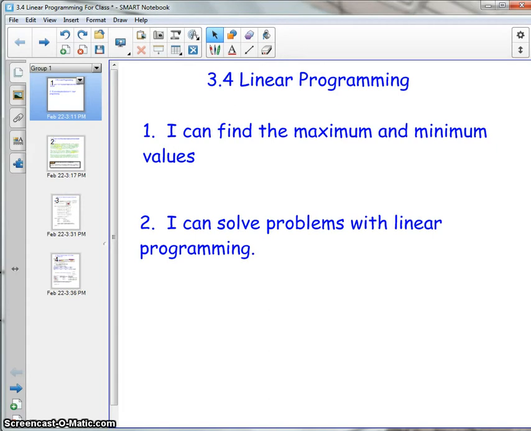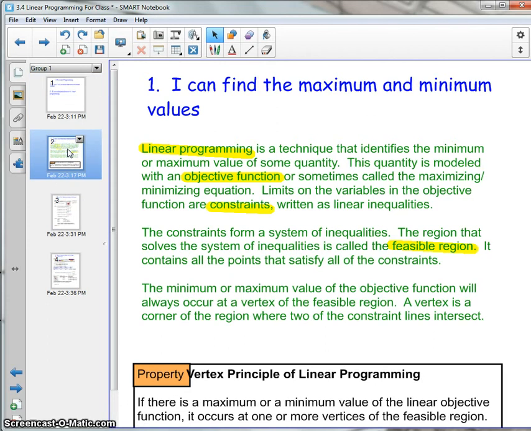For today's lesson, we are going to look at linear programming, and our two objectives for today are that we are going to be able to find the maximum and minimum values, and also that we're going to be able to solve problems using linear programming. So let's look at how to find the maximum and minimum values.